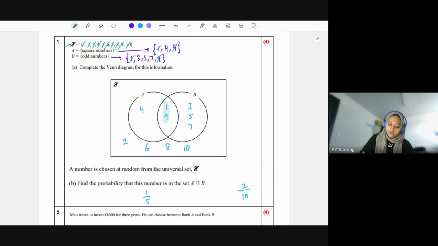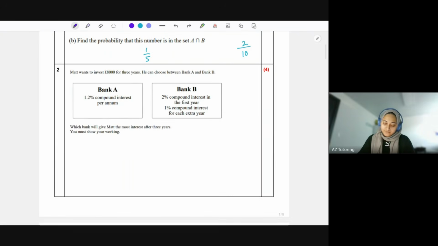Just to note as well, the ∩ sign means and. If it was a ∪, so A or B, that sign just means or, so it could be in set A or B. In that case, it would be everything in A and B, including the middle. So that would be 1, 2, 3, 4, 5, 6, so 6 out of 10. So just make sure you know those 2 notations, the and and the or. Okay, so that's Venn diagrams.